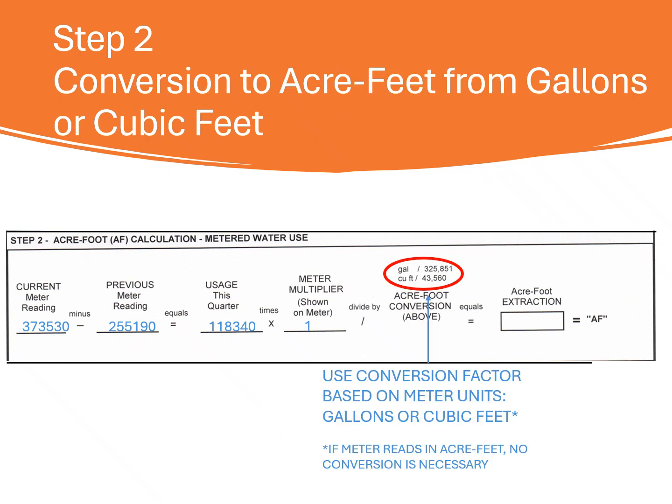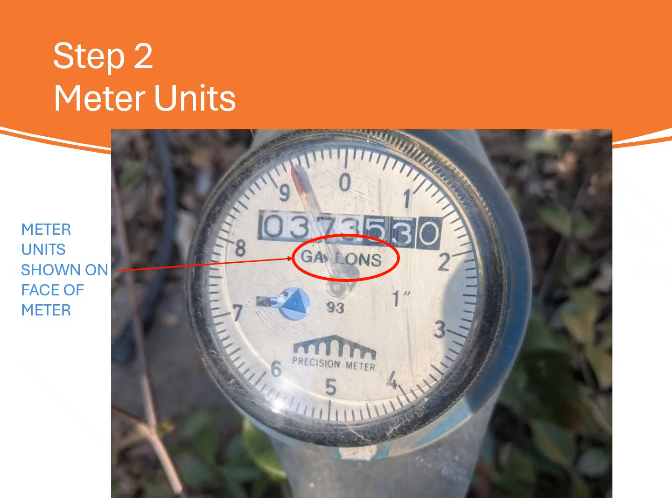Meters can read in different units, including gallons, cubic feet, and acre feet. The usage will have to be converted to acre feet since OBGMA fees are based on acre feet. If the meter reads in acre feet, no conversion is necessary. For this example, the meter uses gallons, as shown on the face of the meter.